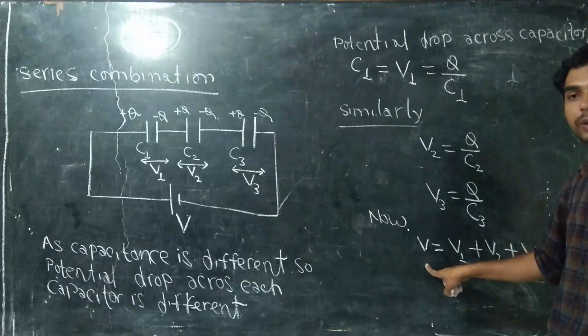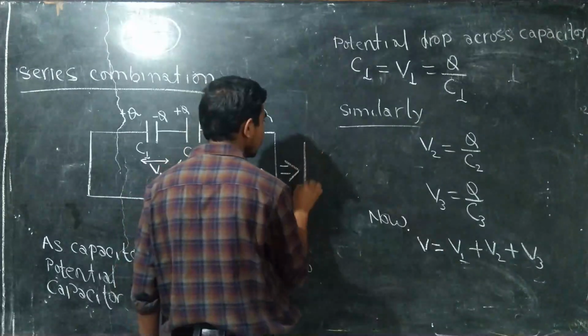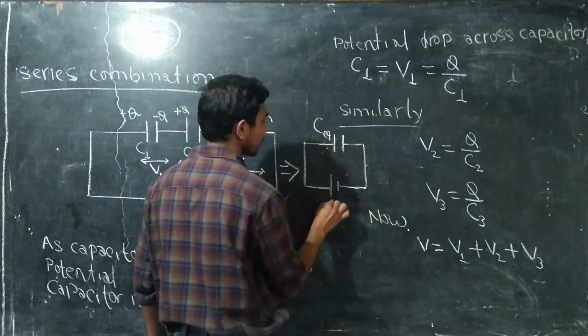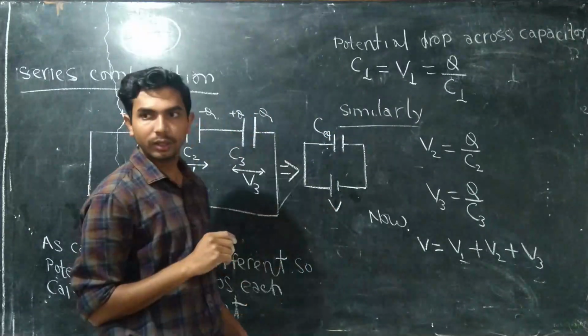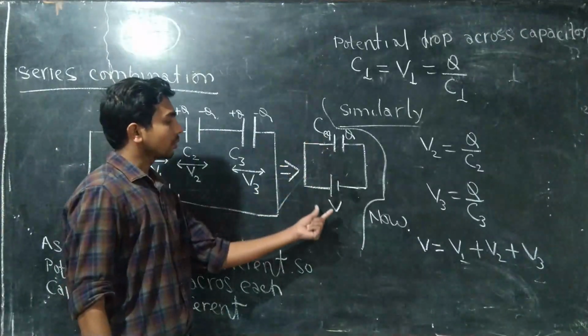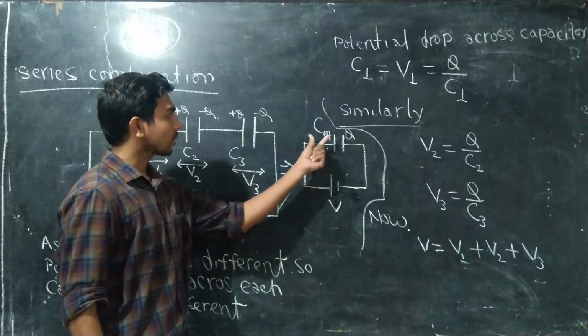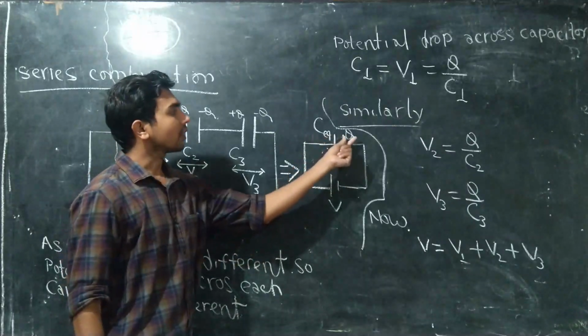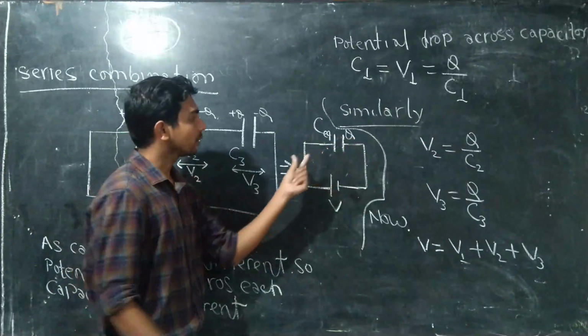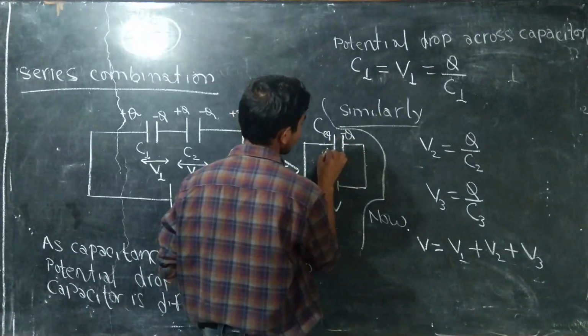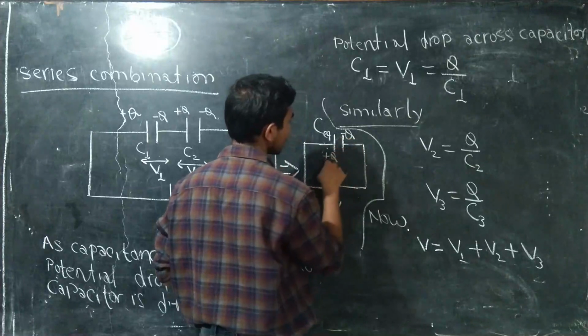But what about this V, right? See, we are drawing an equivalent circuit like this. Suppose this is your C equivalent, right? So this is your C equivalent. C equivalent is also connected to V, and this capacitor is also drawing charge Q, right? So this is known as your equivalent. This side is having plus Q and this side is having minus Q, right?